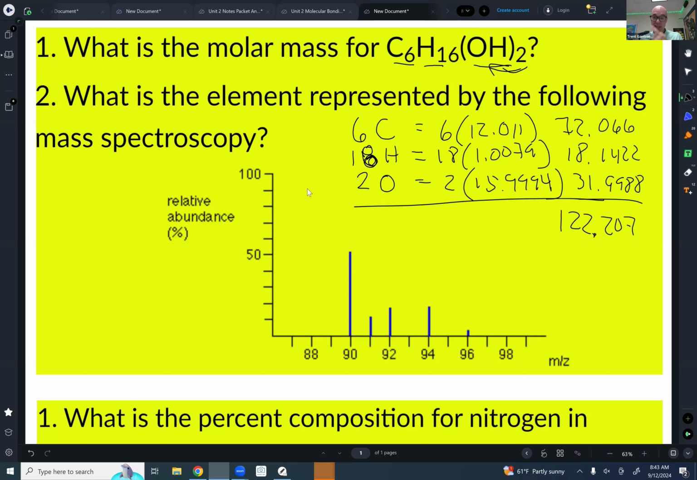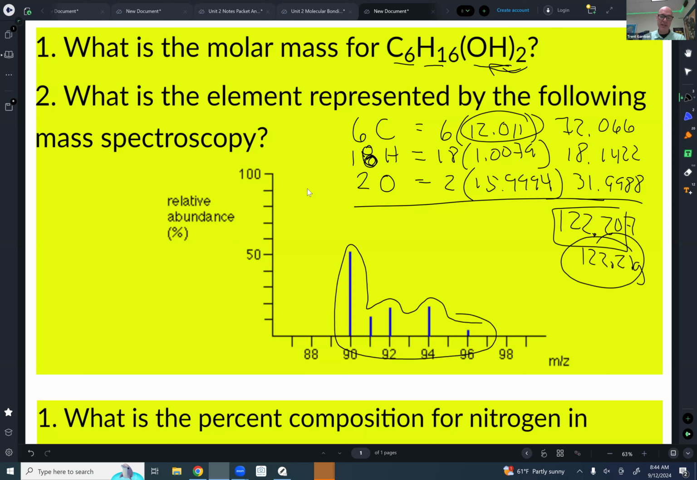With sig figs, you should have 5 sig figs because this is the lowest number of sig figs, so that is the second value. So your answer would cut off at 122.21 grams.